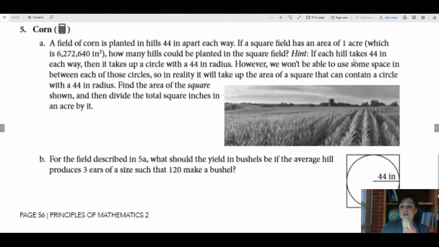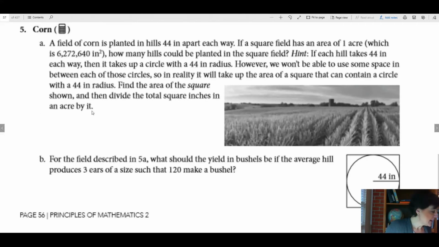Hint: if each hill takes 44 inches each way, then it takes up a circle with a 44-inch radius. However, we won't be able to use some space in between each of those circles, so in reality it will take up the area of a square that can contain a circle with a 44-inch radius. So find the area of the square shown, which would be this, the area of the square, and then divide the total square inches in an acre by it.